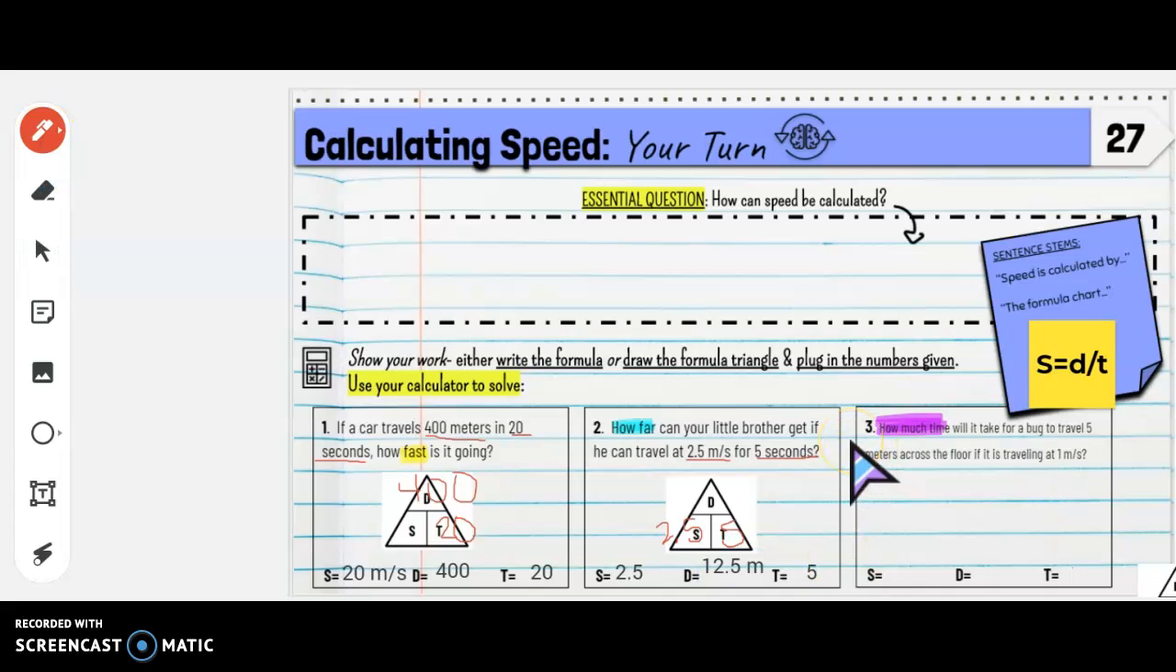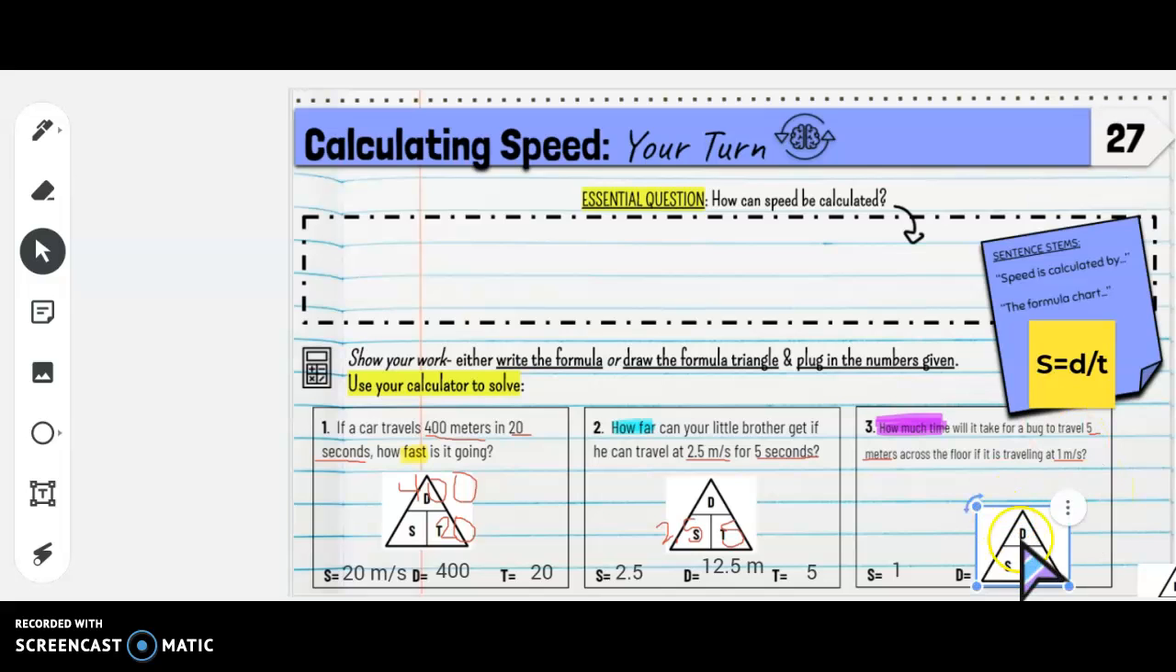Looking at number 3, it says, how much time will it take for a bug to travel 5 meters across the floor if it is traveling at 1 meter per second? So first we'll write down what is given to us in the problem. 5 meters, the unit meters tells us that that is a distance. So D equals 5. 1 meter per second, that unit tells us that is a speed. So S equals 1. So we know we're solving for time. And again, the question says how much time.